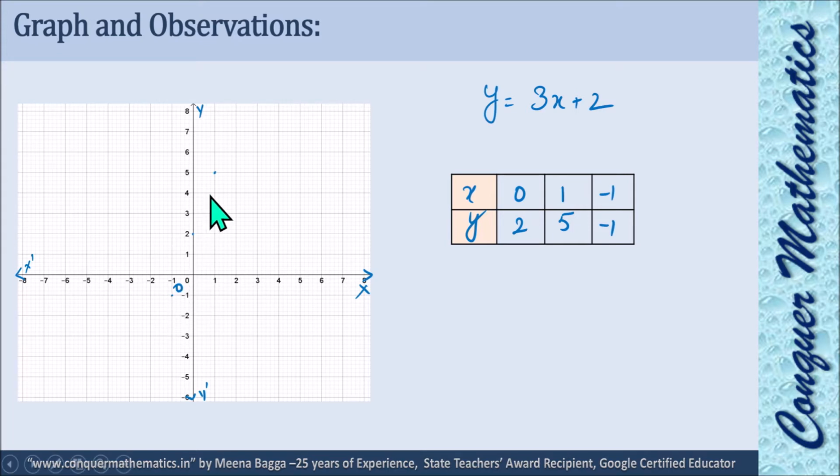That means the line joining all these points would be the graph of this function. That means if the polynomial is a linear polynomial, then the graph would be a straight line. This is the graph of y is equal to 3x plus 2. Okay, simple to get.